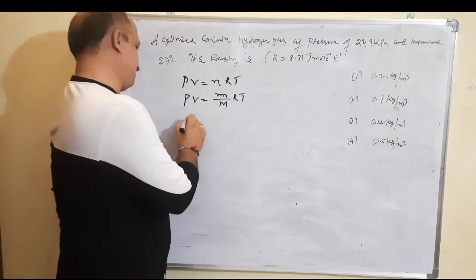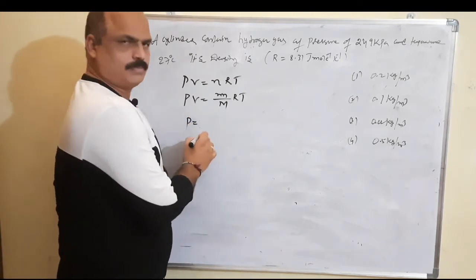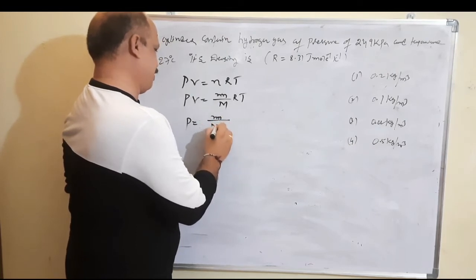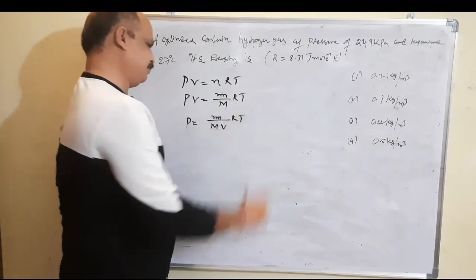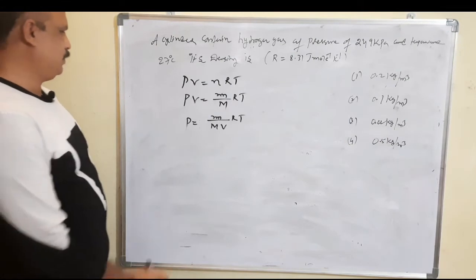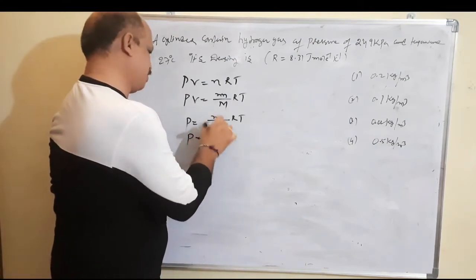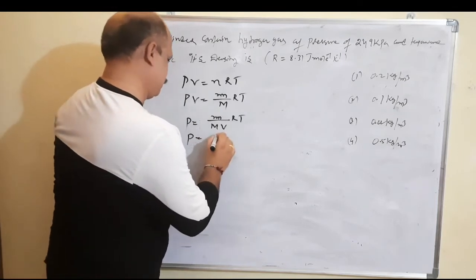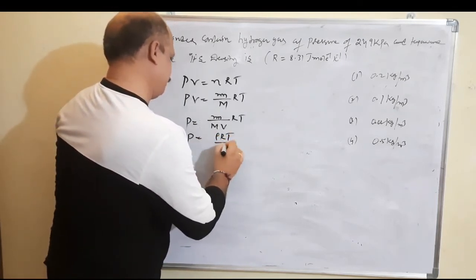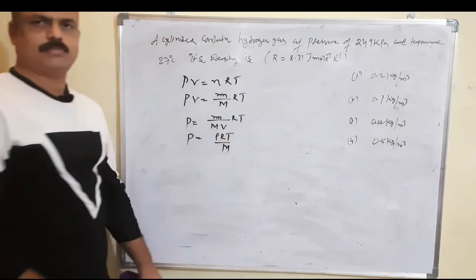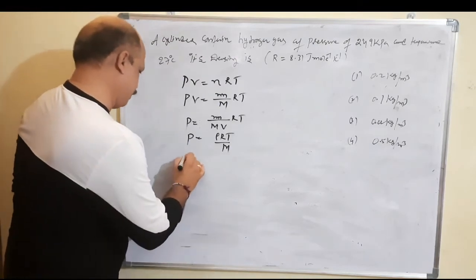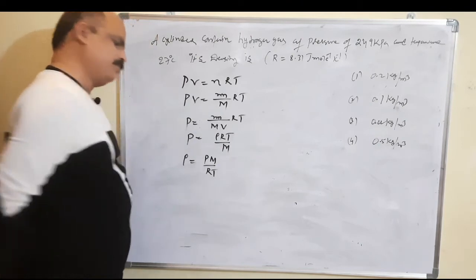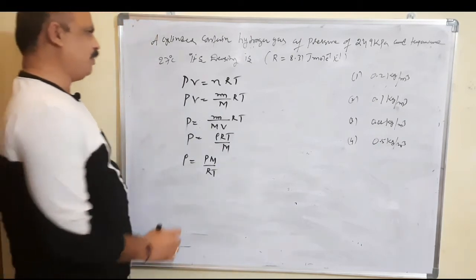So here P is equal to m by capital M V into RT. P is equal to mass of the gas by volume of the gas, that is density, rho RT by M. Here rho is equal to PM divided by RT.